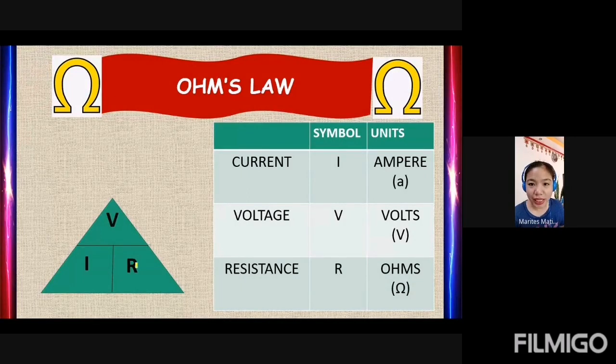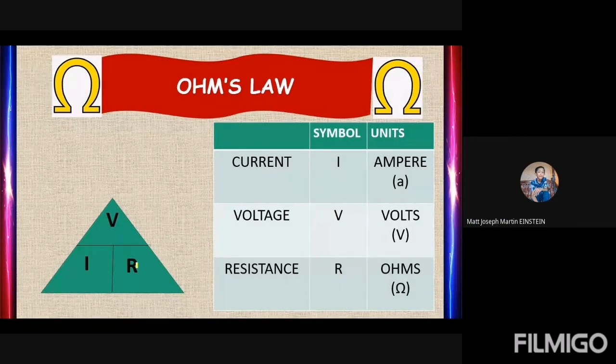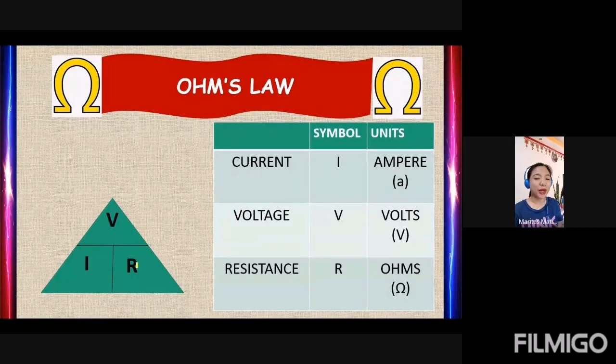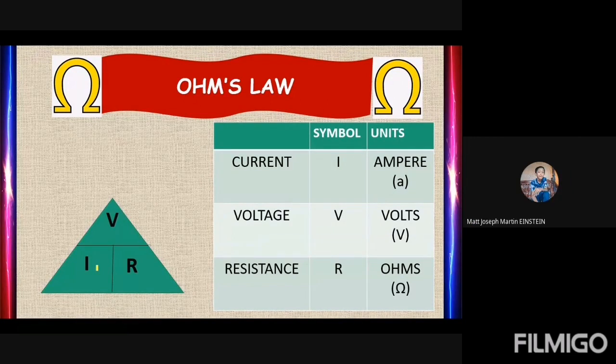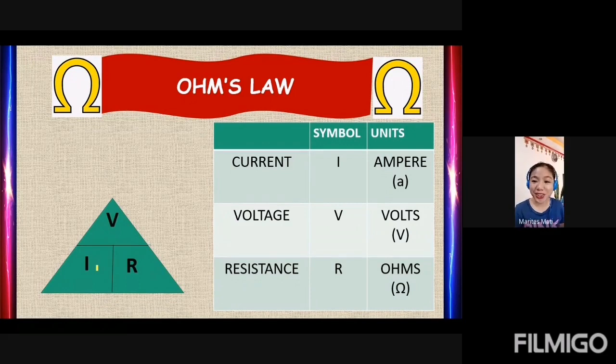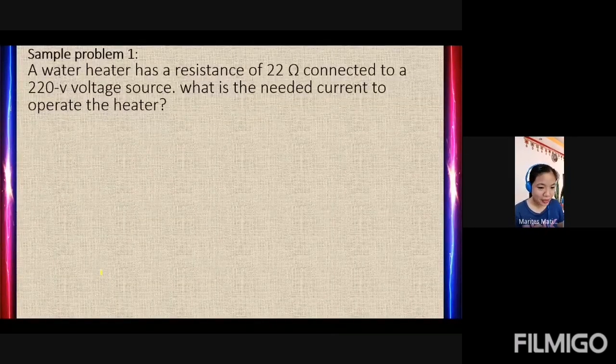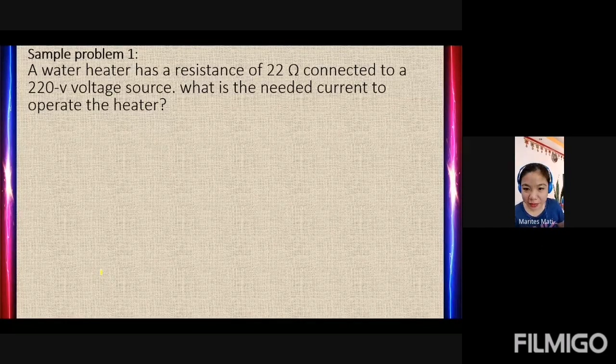Right? What if nawawala naman si R, si resistance? Ano ang equation natin? Ma'am, V divided by I. Very good, Matt. Paano kapag si current ang nawawala? Anong equation natin? Ma'am, V divided by R. Okay, very good. So that is the equations to be used when we are computing or finding for voltage, current, and resistance. O, diba? Madali lang. Okay, so let's apply those formulas. So, nakikita ba?